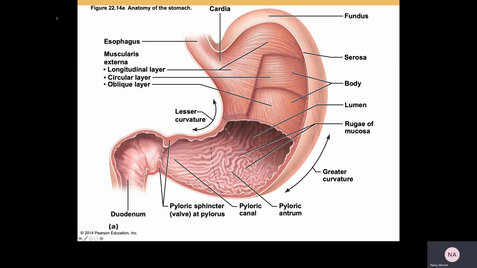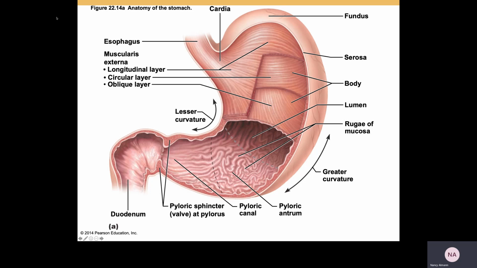You'll see along the convex side of the stomach, and the concave side of the stomach, there are going to be the greater and lesser curvatures. At the distal end of the stomach, you will see the pylorus, and in between the duodenum, which is the first part of the small intestine, and the stomach, you will see the pyloric sphincter.